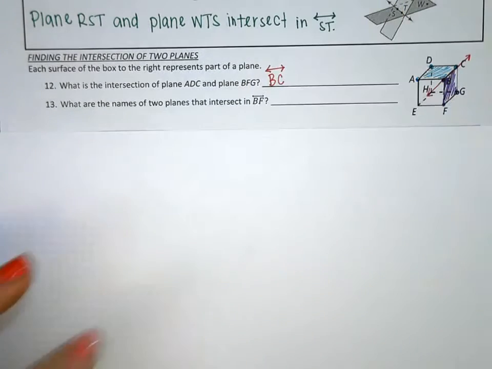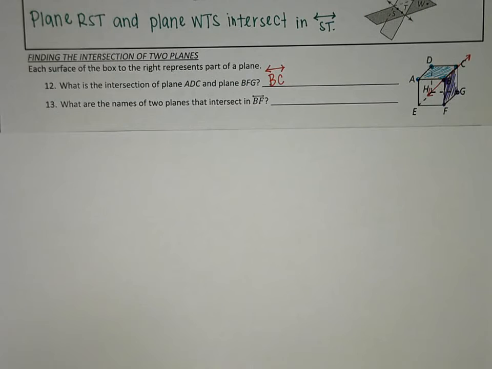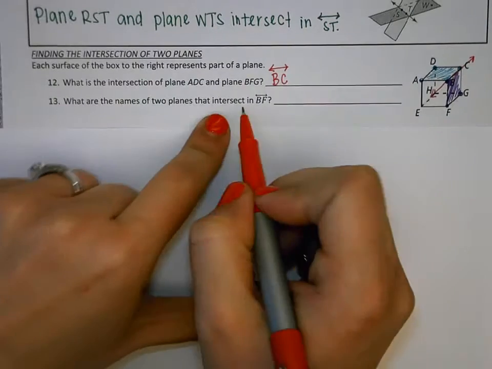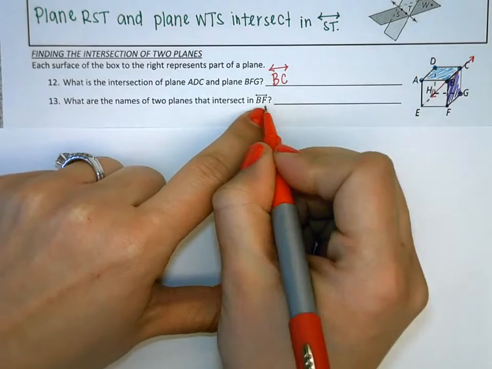Okay. So you have to make sure you draw it as a line. You cannot name it just the segment. So let's do, now that I drew all over this one, let's do number 13. What are the names of two planes that intersect at line BF? So this line right here.